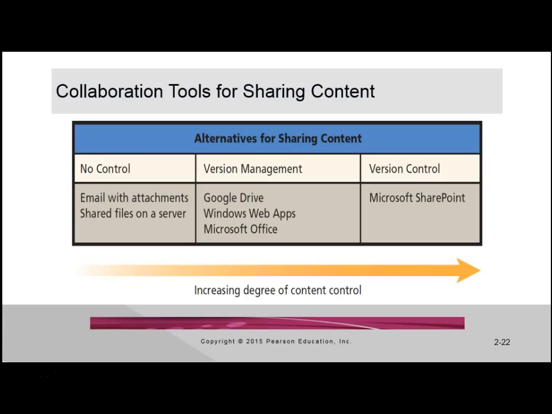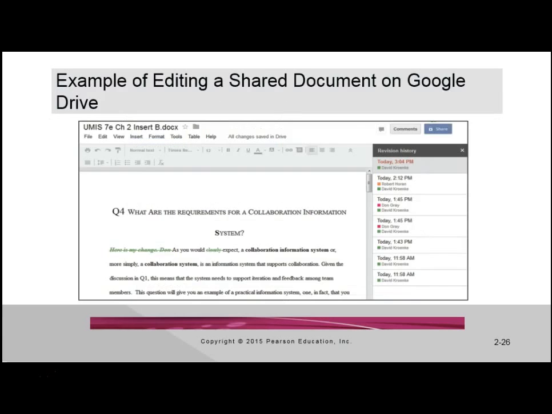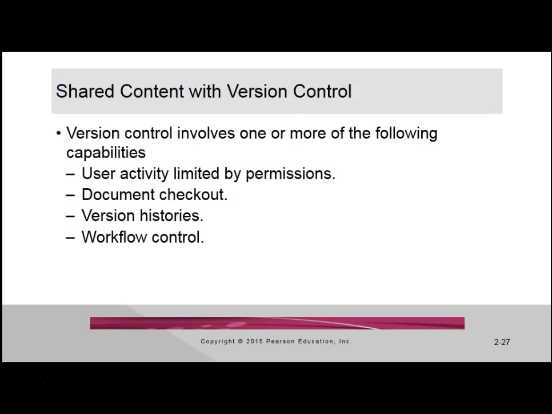And I just want to, the book puts some things under version control that I want to talk about that can be very, very useful. Okay, they talk about 4 different things that the highest level of version management, or version control, has. And the first one is user activity limited by permission.